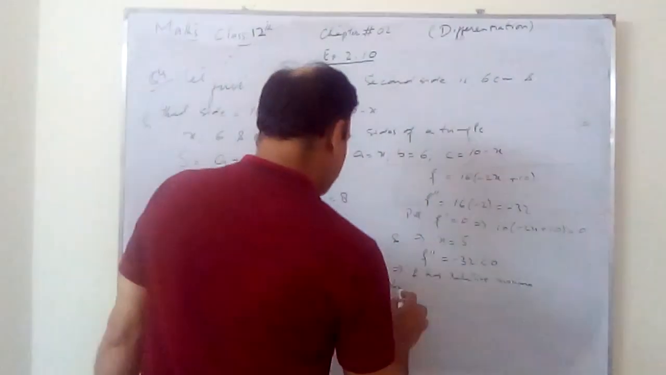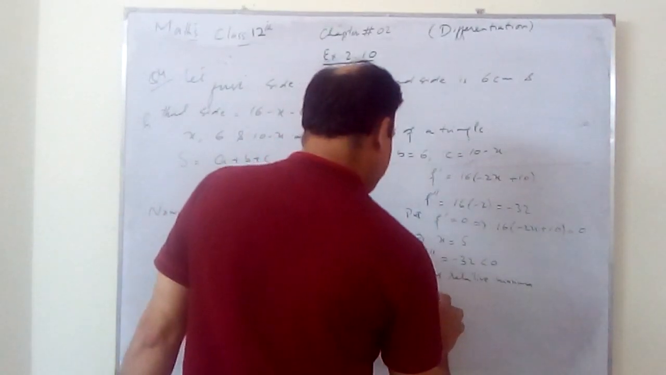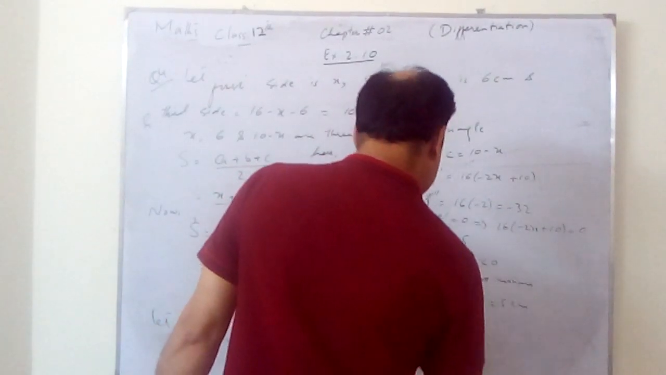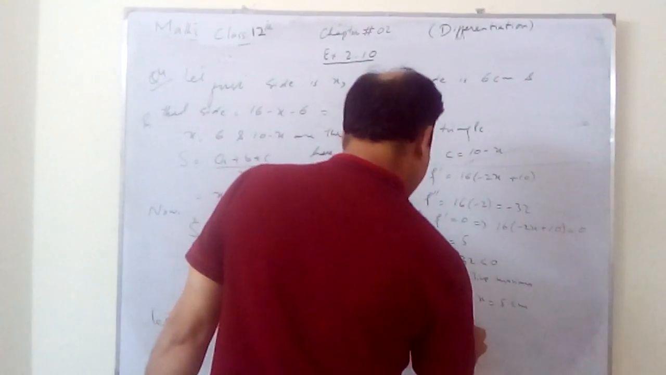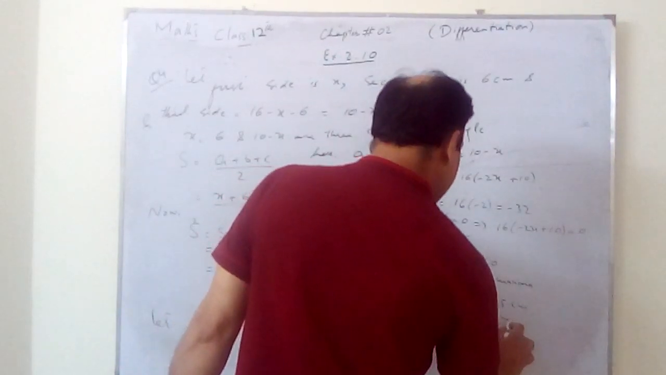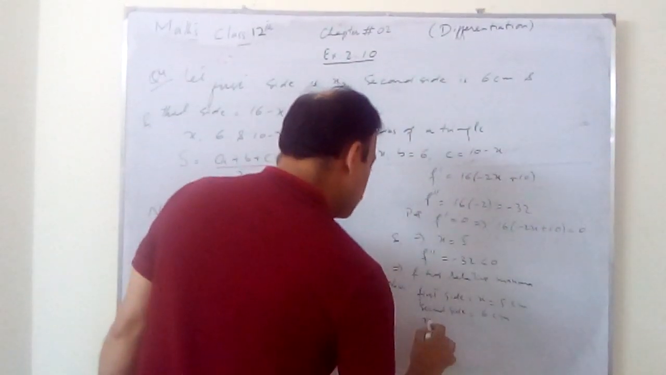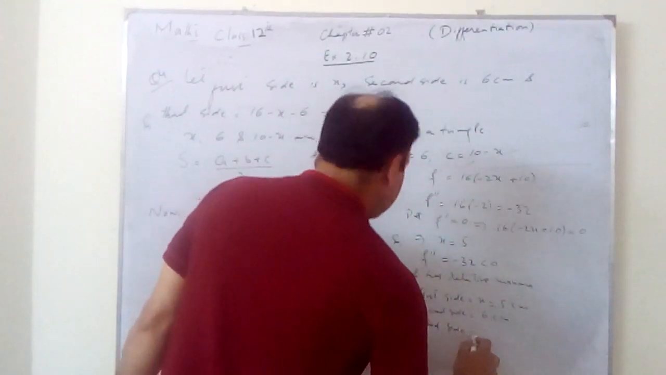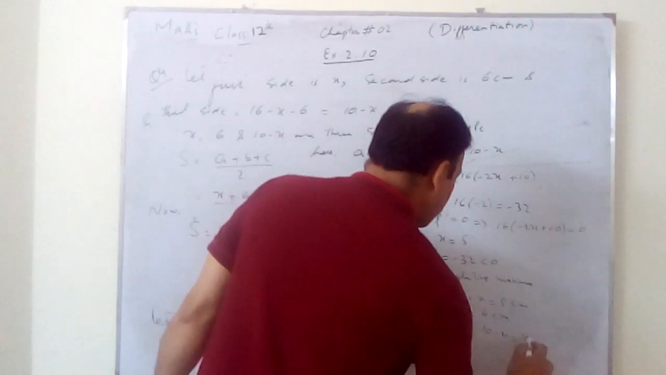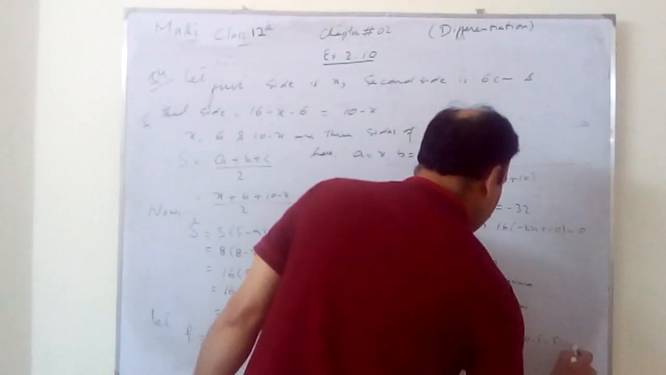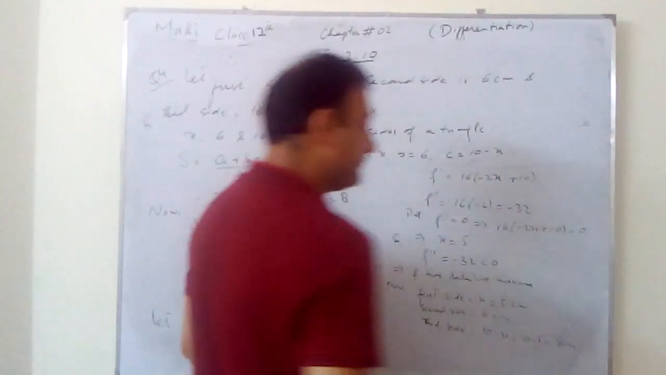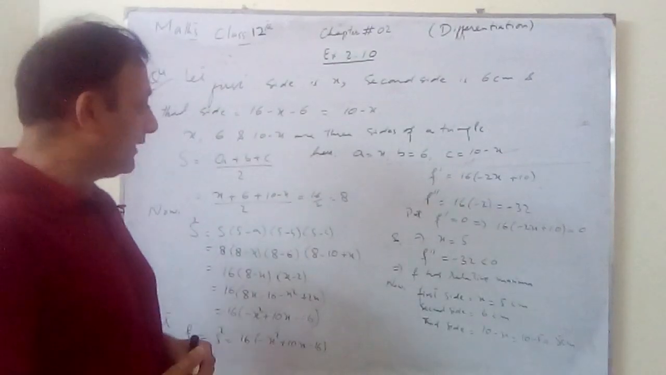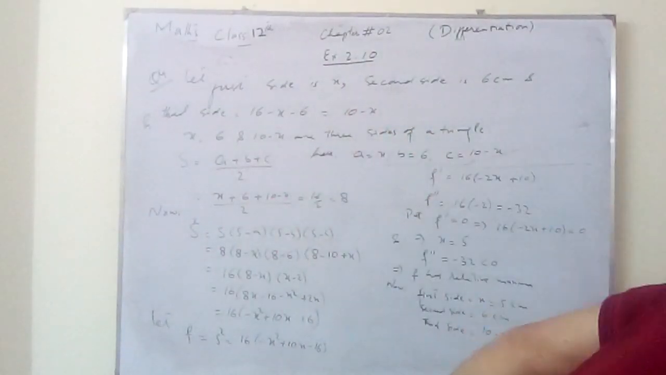Now the first side is equal to x, that is 5 centimeter. The second side, that is 6 centimeter, is given. The third side is 10 minus x, 10 minus 5, 5 centimeter. So these are the three sides, and this is how it is possible to find them.